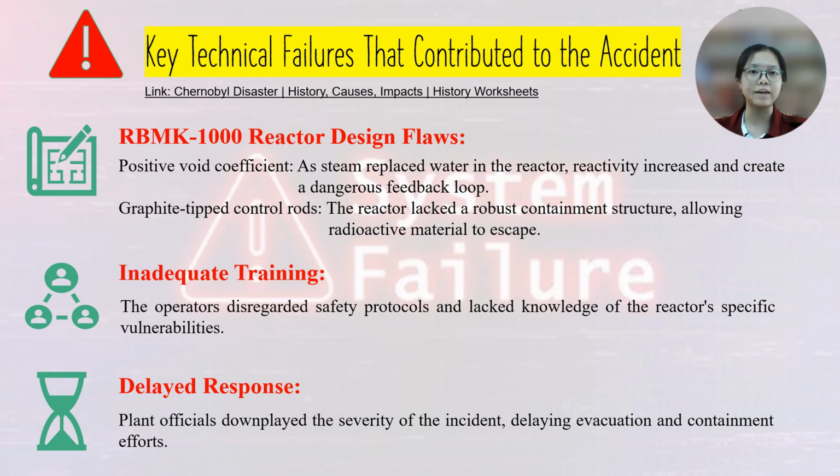What were the key technical failures that contributed to the accident? One of the major design flaws of the Chernobyl nuclear power plant was the use of the RBMK-1000 reactor. The most notable flaw was the positive void coefficient, which means that as steam replaced the water in the reactor, reactivity increased and created a dangerous feedback loop. Furthermore, the control rods had graphite tips, and the reactor lacked a robust containment structure, allowing radioactive material to escape.